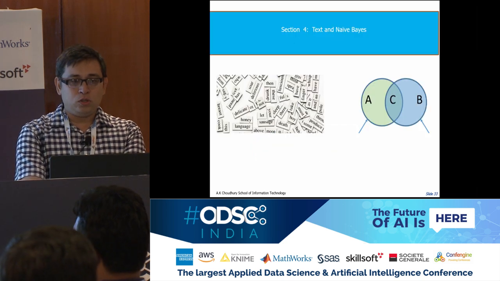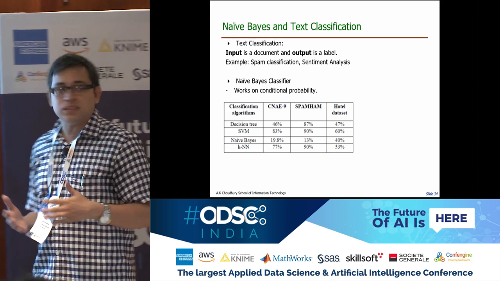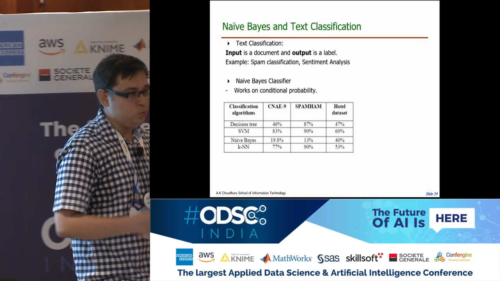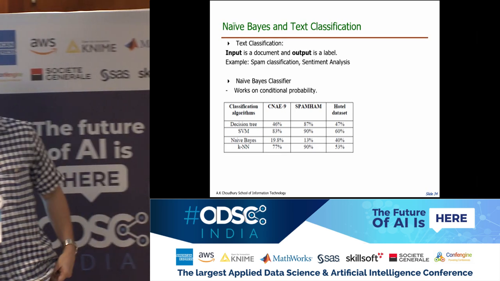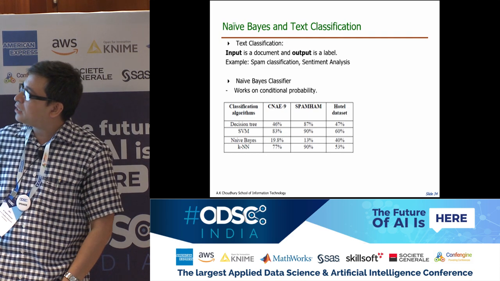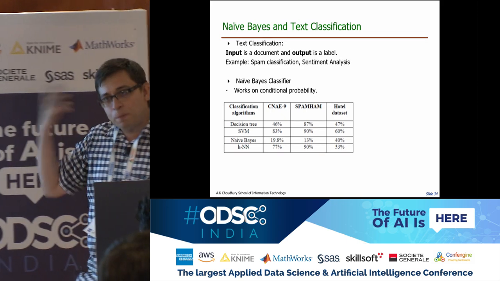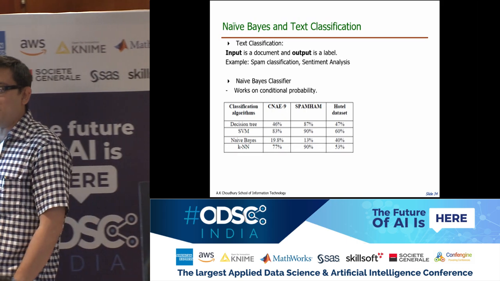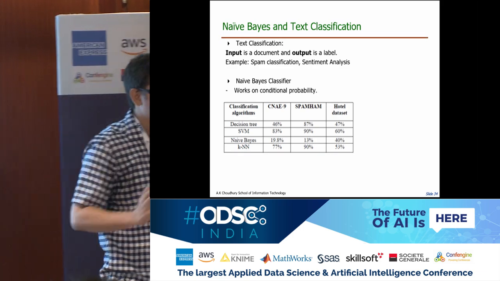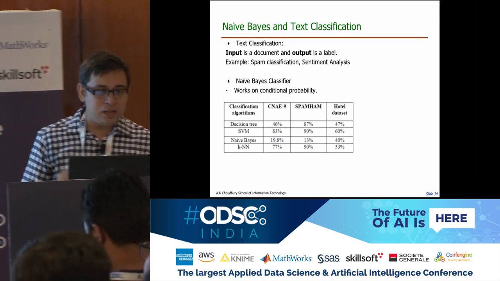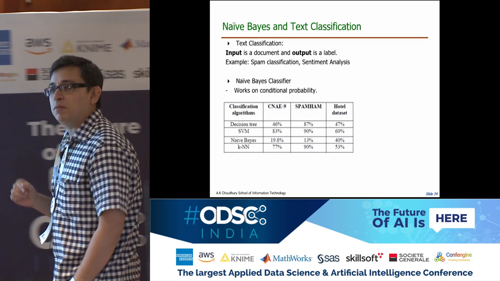Okay, so we are sure we have heard about a lot of text classification in the last 2 days, and basically you have input as a document and output is a label. So some examples are spam classification or sentiment analysis. You can do topic clustering. You can determine the gender of the person who is writing. So a lot of text classification tasks are there. And the naive Bayes classifier, you know that it works on conditional probability.